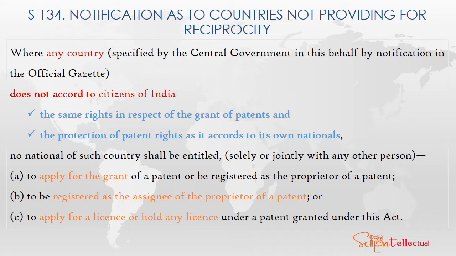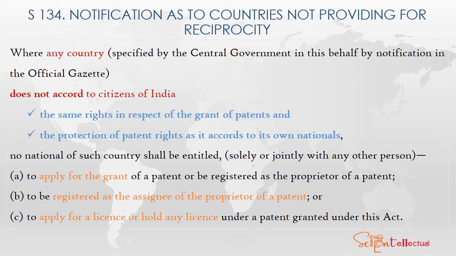Section 134 says that where any country, the country which is notified in the official gazette by the central government, does not accord to citizens of India the same rights in respect of grant of patents and the protection of patent rights as it accords to its own nationals, no national of such country shall be entitled, either solely or jointly, to apply for grant of patent or be registered as proprietor of patent, or to be registered as assignee of the proprietor of patent or to apply for a license or hold a license under the patent.